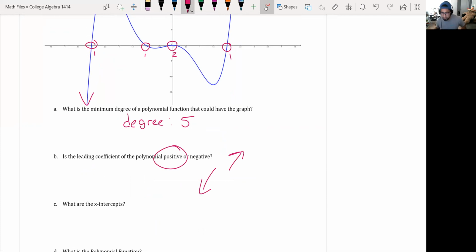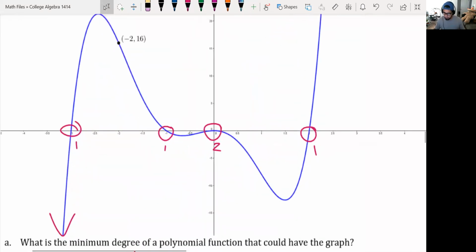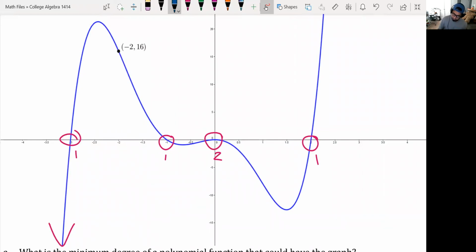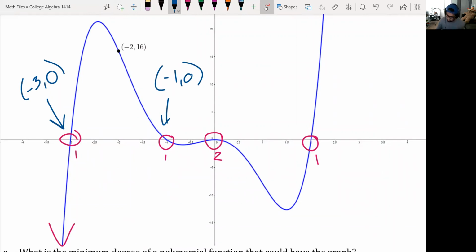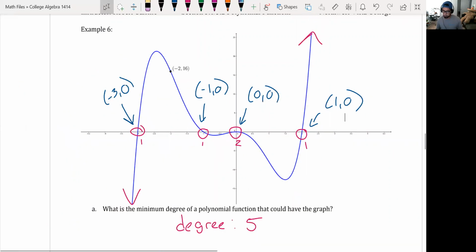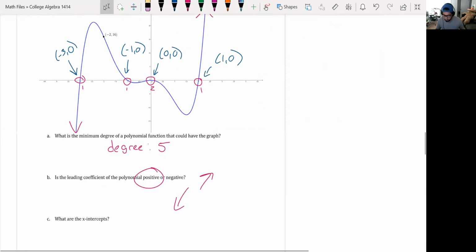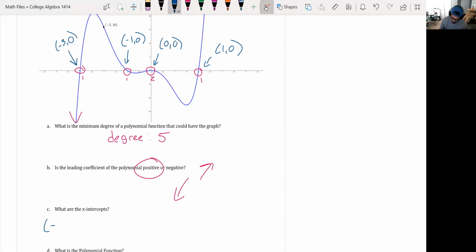Okay. What are the x-intercepts? Well, look at the graph again. It looks like -3, 0, -1, 0, 0, 0, and 1, 0. Okay, those are my x-intercepts. Write them down here. And 1, 0.